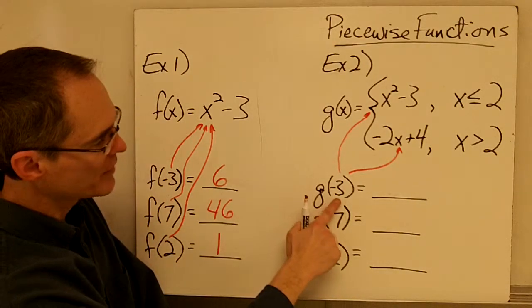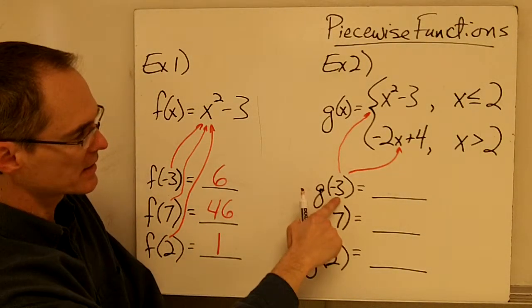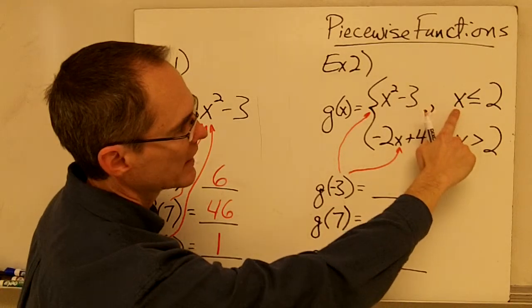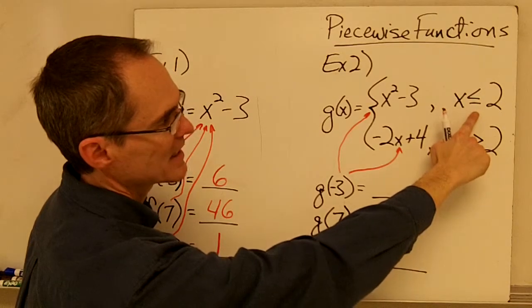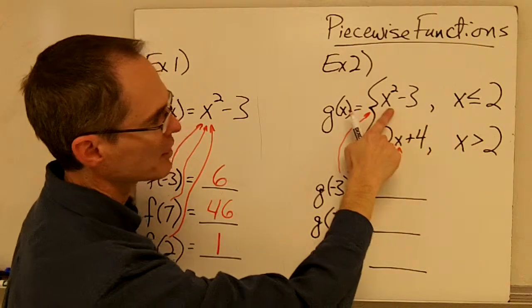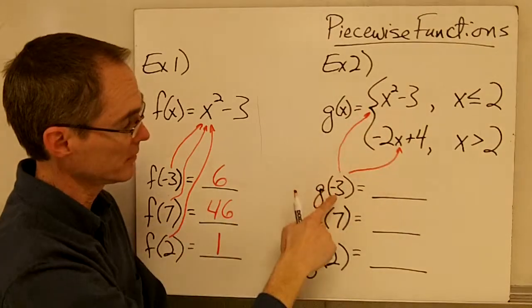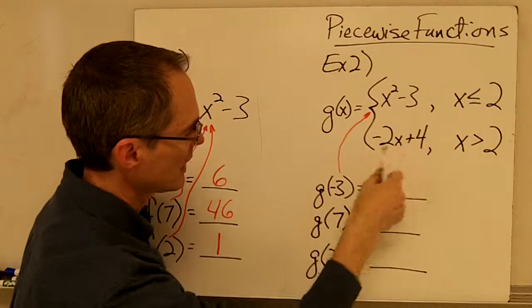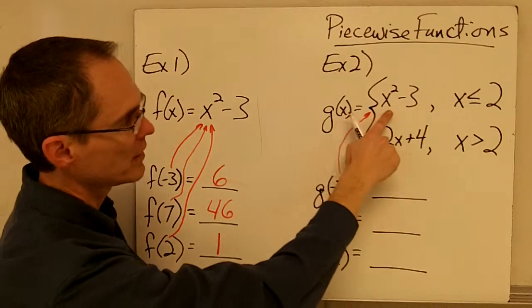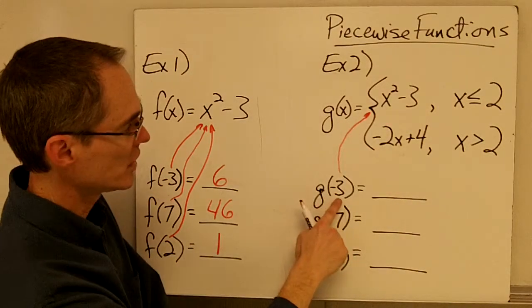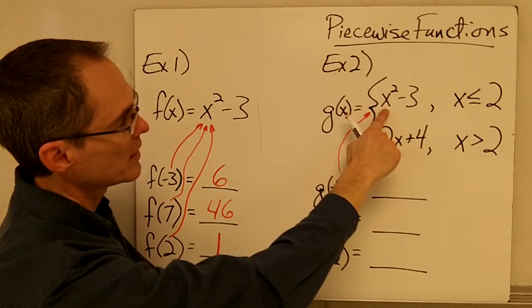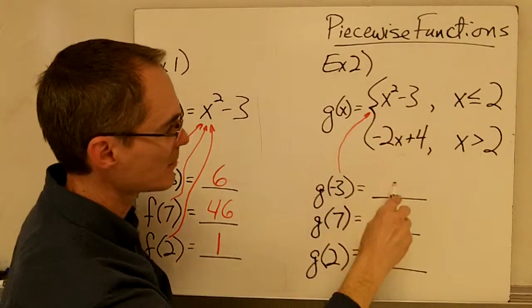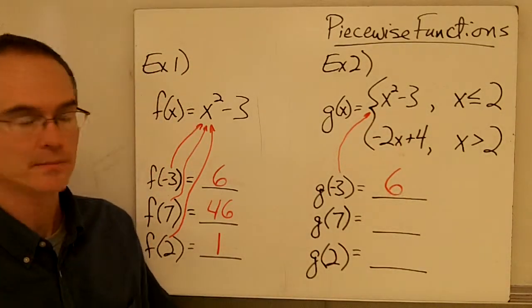So for this value, x is negative 3. If I want to evaluate the function when x equals negative 3, negative 3 is less than or equal to 2, which means I'm going to use this piece of the function to evaluate g of negative 3. I don't want to plug it in down here. I want to plug in x equals negative 3 right here. So g of negative 3: negative 3 squared is positive 9, and 9 minus 3 is 6.